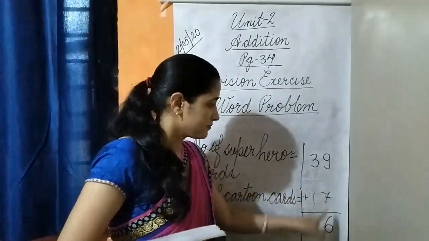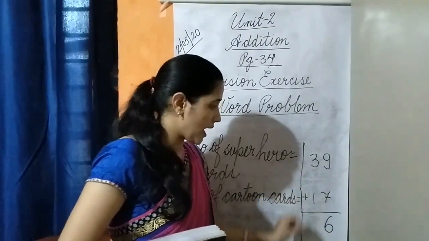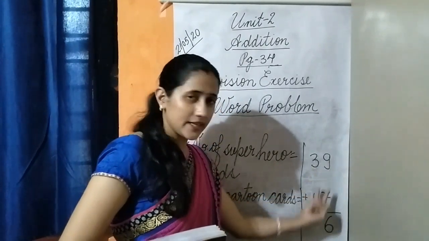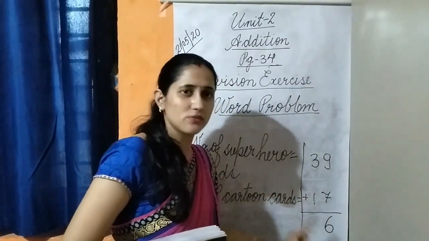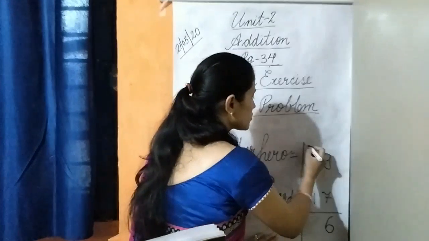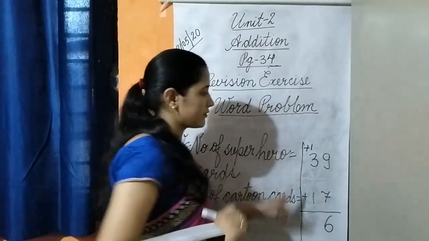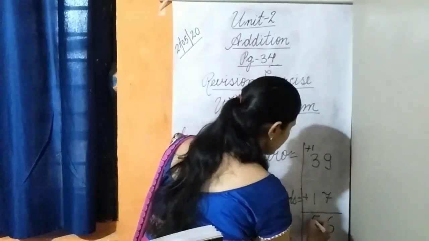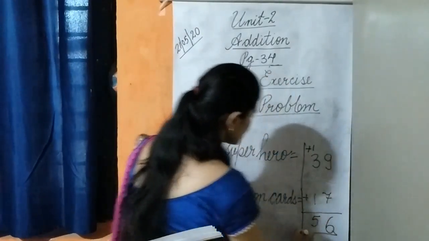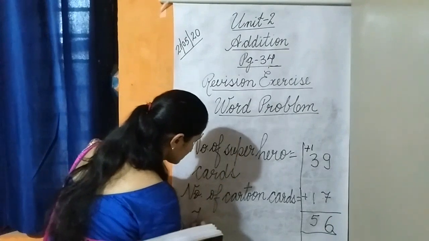Okay, because when we have the next value to add and we get a 2-digit number as the sum, we write the ones place and the tens place we carry forward. Okay, so 1 will come here as carry. So 3 plus 1 is 4 and 4 plus 1 is 5. That is total cards.